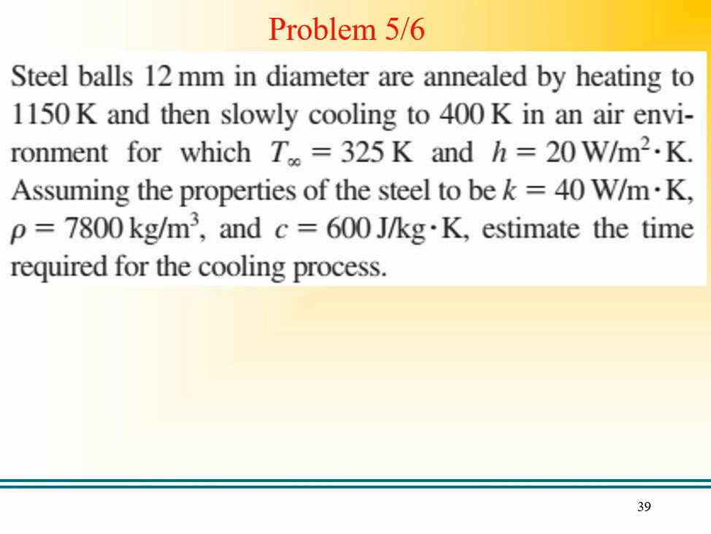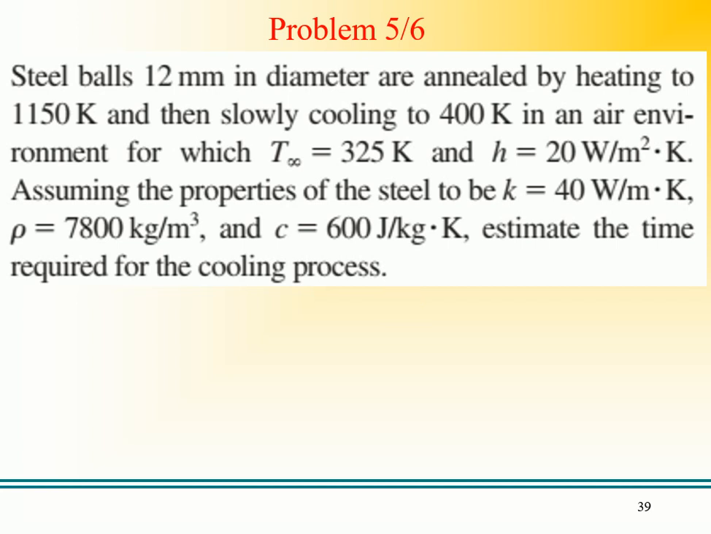Let's solve some book problems. Steel balls 12 millimeter in diameter are annealed by heating to 1150 K and then slowly cooling to 400 K in an air environment, for which the environmental temperature is 325 Kelvin and the convective heat transfer coefficient is 20 watt per meter square Kelvin. Assuming the properties of the steel to be k is 40 watt per meter Kelvin, the density is 7800 kilogram per meter cube, and the specific heat is 600 joules per kilogram Kelvin. Estimate the time required for the cooling process. We need to find the time for the cooling process.